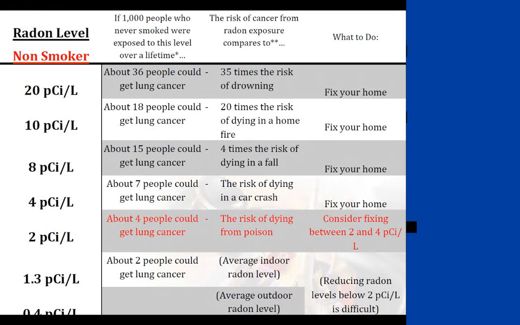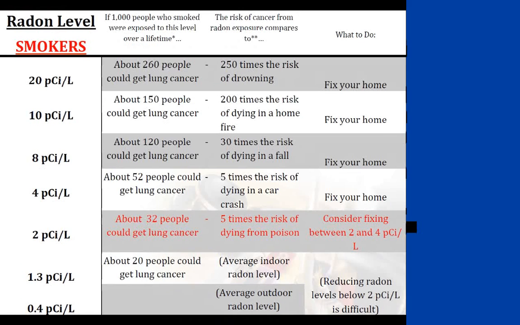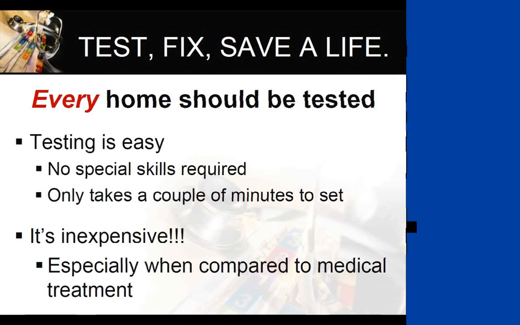And these two next graphs, tables, I want to point out, this is a radon level for a non-smoker at 2 picocuries. Just look there in the red, about 4 people could get lung cancer. But if you go to the radon level in smokers, this one right here at 2 picocuries, about 32 people could get lung cancer out of 1,000. This is a pretty significant increase in your risk by smoking and having radon in your home.